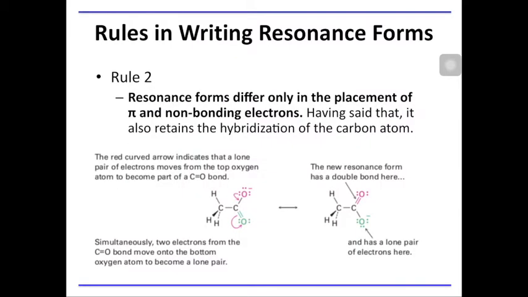Rule number 2, resonance forms differ only in the placement of pi and non-bonding electrons. We are not concerned with the sigma electrons here, or sigma bonds. So as you can see here, this one is a non-bonding electron, which is moved here, and this one is a pi electron, which is moved here. As a result, the non-bonding electron becomes a pi bond, and the pi electron becomes a non-bonding electron.